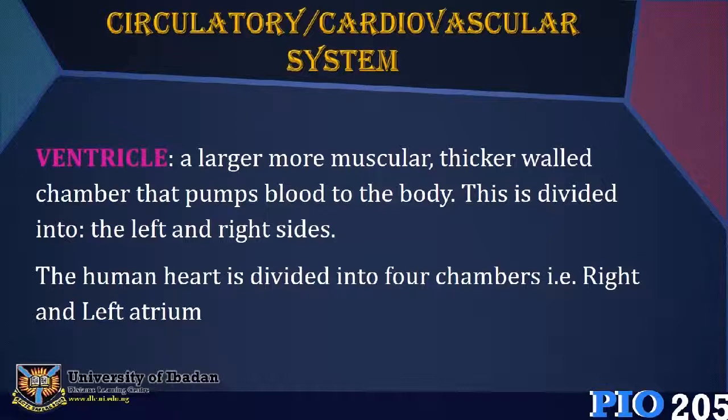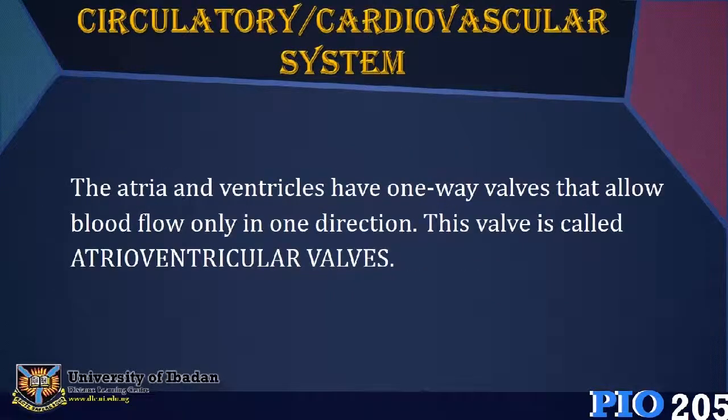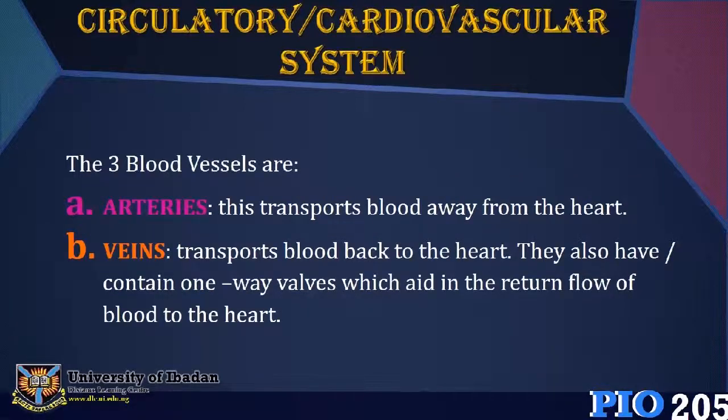The human heart is divided into 4 chambers, that is, right and left atrium, right and left ventricle. The atria and ventricles have one-way valves that allow blood flow only in one direction. This valve is called the atrioventricular valve. The 3 blood vessels are arteries, which transport blood away from the heart. Veins transport blood back to the heart. They also contain one-way valves which aid in the return flow of blood to the heart.